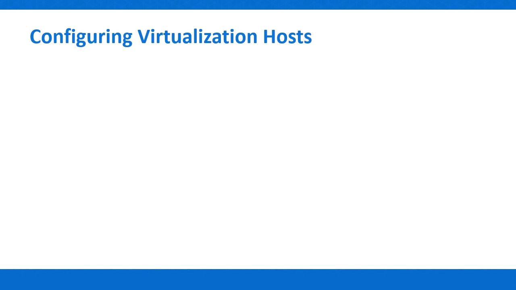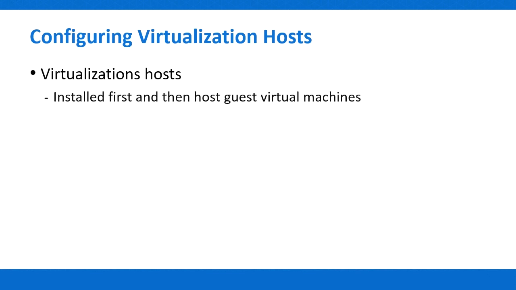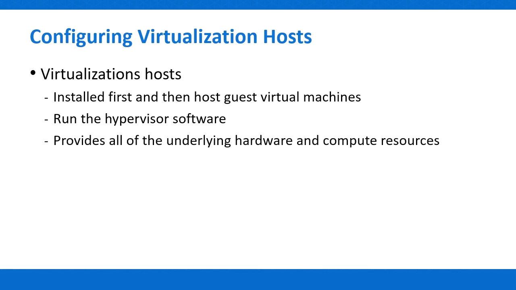So now that we've discussed what the hypervisor is and how it interacts with the computer, we need to understand the virtualization host that runs the hypervisor software. The virtualization host is the system that is installed first, and then it, quote unquote, hosts guest virtual machines. The host server runs the hypervisor software and provides all of the underlying hardware and compute resources for the guest virtual machine. And this is going to include memory, CPU, hard disk, and network I/O.